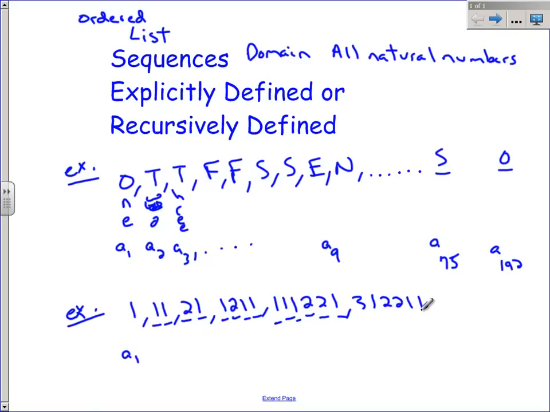So let's see if we can figure out this next term. The next term would be 3 1 because there are 3 1s, and then there are 2 2s, and then there are 1 1. So in these terms, a sub 1, a sub 2, a sub 3, a sub 4, could you tell me automatically what a sub 75 was? Well, of course you couldn't, because you need to know the term before that, a sub 74. You would need to see that to be able to tell me a sub 75.